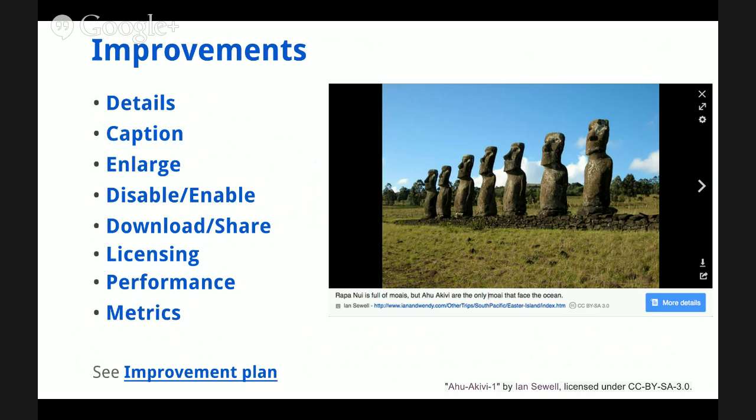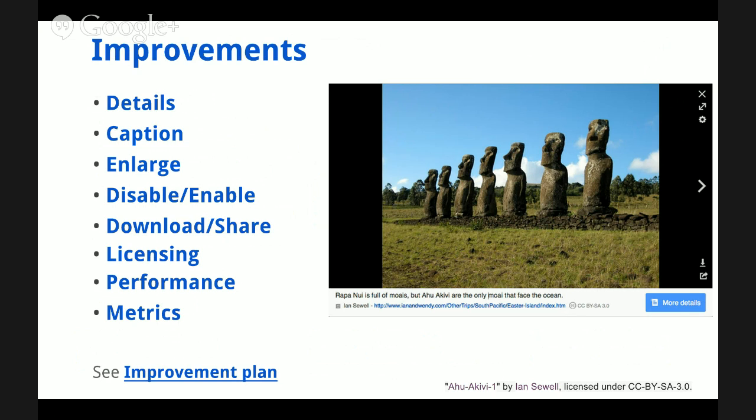So the detail button, that's a no-brainer. We're going to add it in. The caption, we're definitely going to look at this. The enlarge function, we're going to do some more work on the disable and the enable flow. The toughest challenge right now is how can we help readers re-enable the media viewer. It's tricky, and so we're putting some design cycles as well as a little bit of engineering to try to figure out how to do this. The rest of it is pretty straightforward.